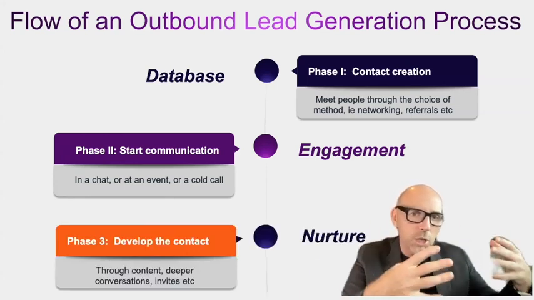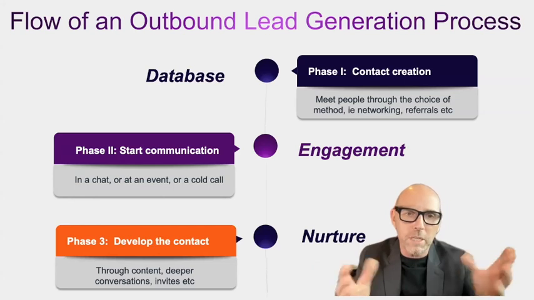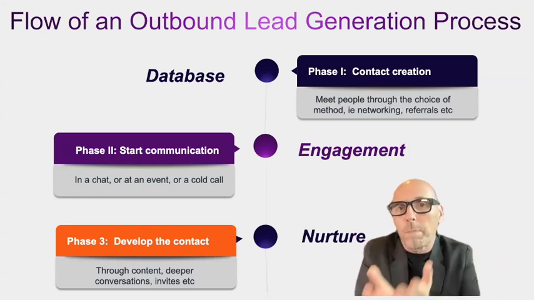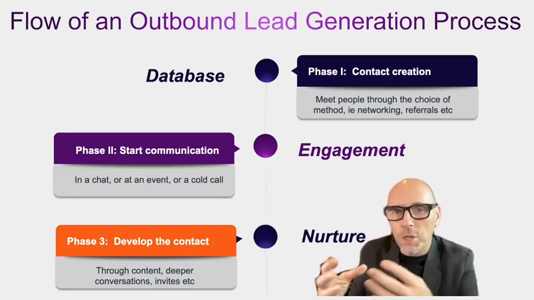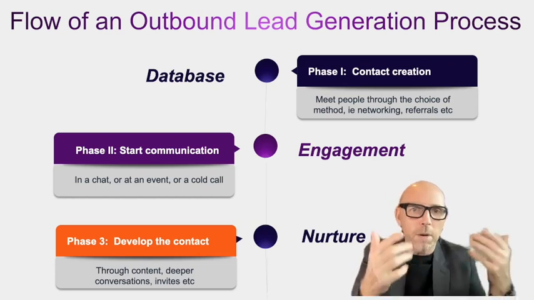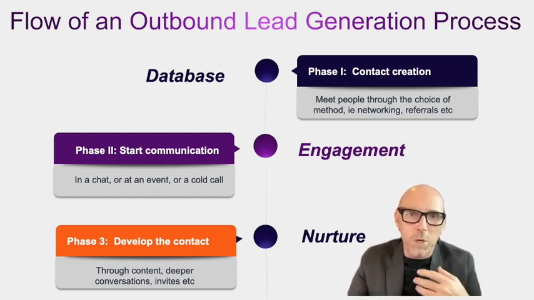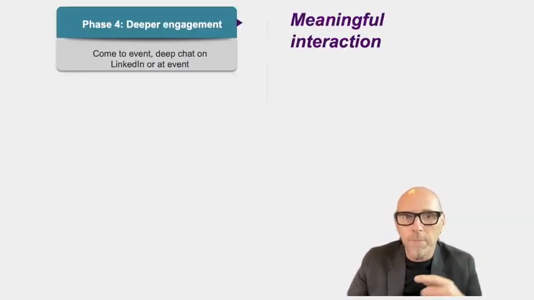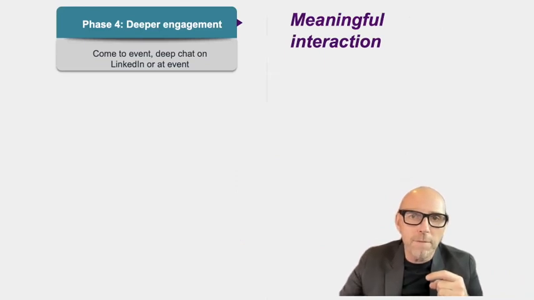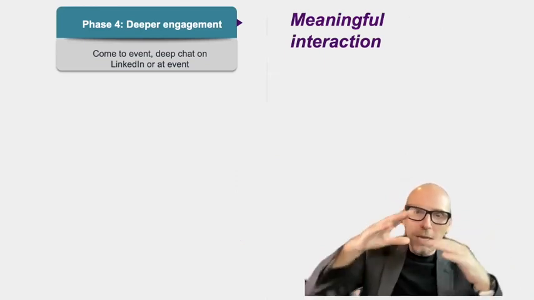Then once I'm engaging, how do I nurture that contact on an ongoing basis? Just because they don't want to meet me or buy from me, I want to nurture that forever. I want to keep myself front of mind with them. I want to be interacting. Then phase 4: how do we get that deeper engagement?